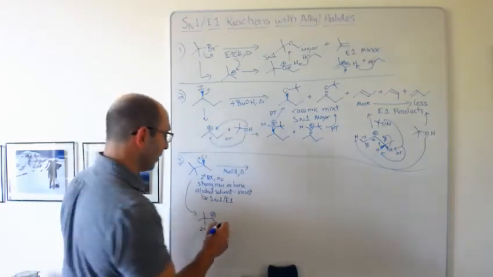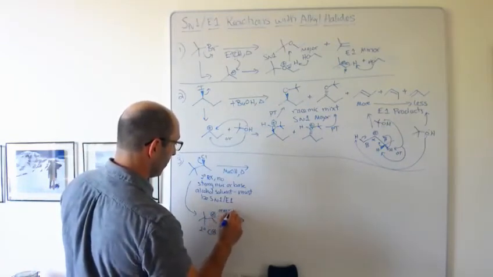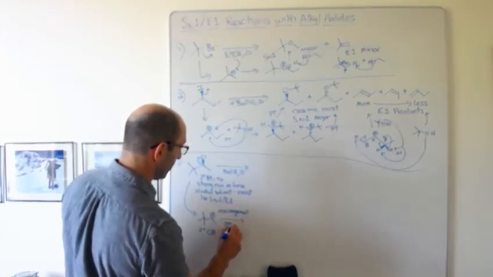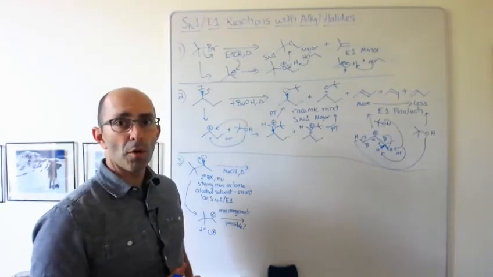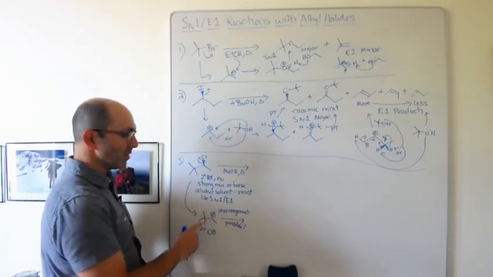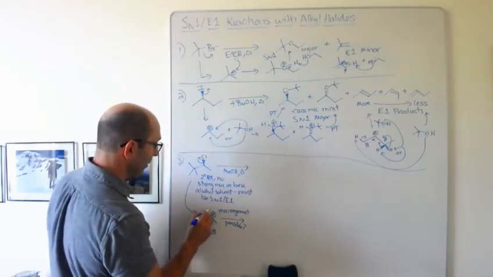Like we always should do when we do these problems, let's ask, can we rearrange? So is rearrangement possible? So will we form a more stable carbocation if we rearrange? And if we look over here, we have a t-butyl substituent next to a secondary carbocation. That tells us that we can rearrange. We can do a methyl shift.